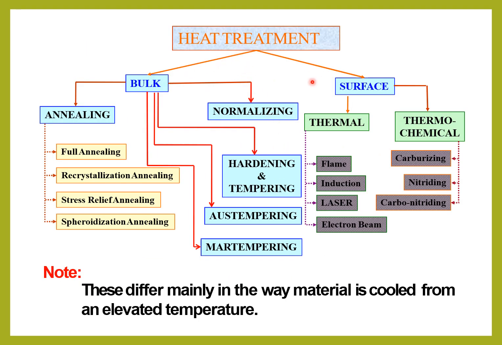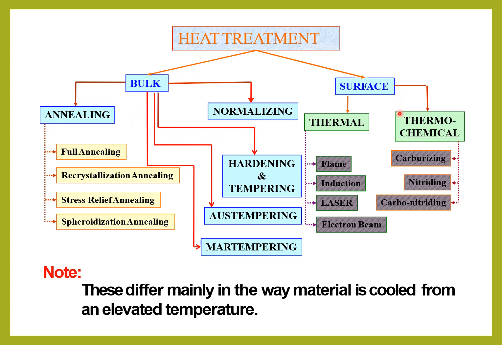And then we can see the classification: bulk and surface. Here the heat treatment is majorly classified first as annealing. In annealing again we have sub-classifications, and normalizing process. Next one is hardening, tempering, austempering, and martempering. So this comes under the bulk heat treatment process.